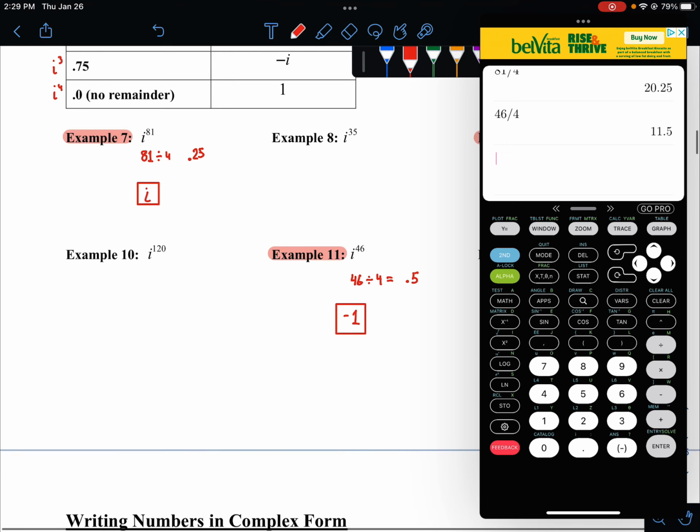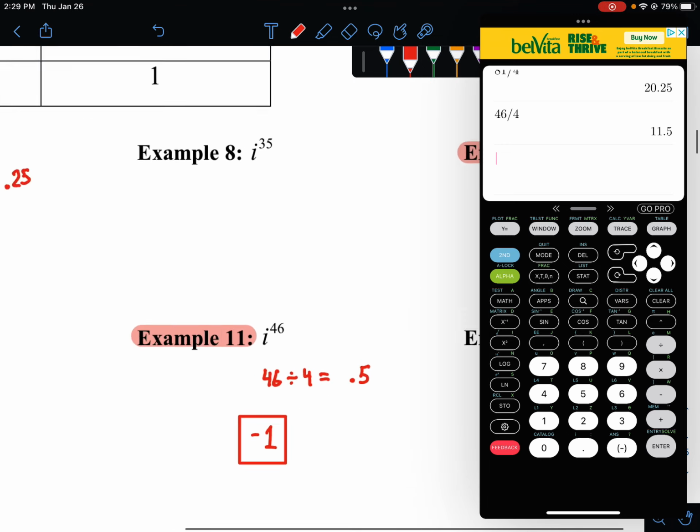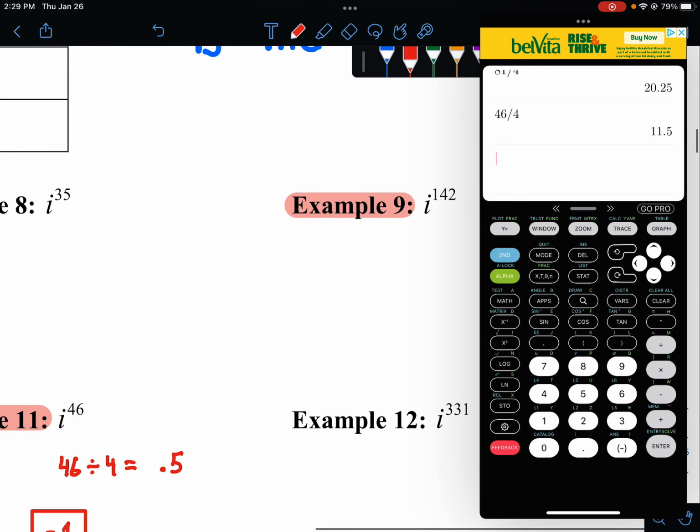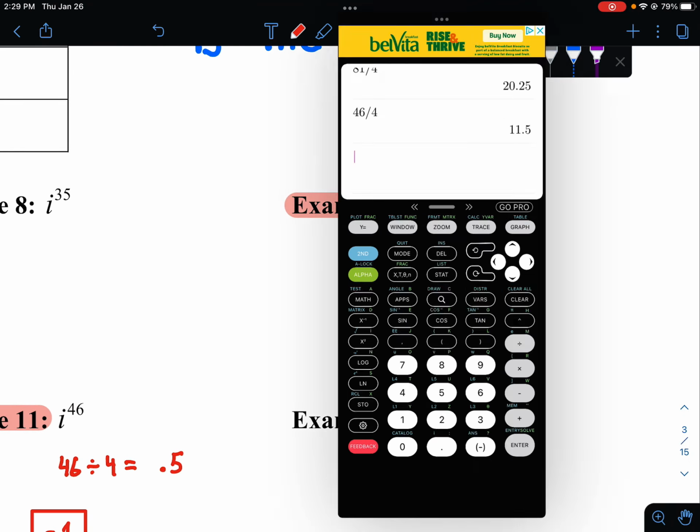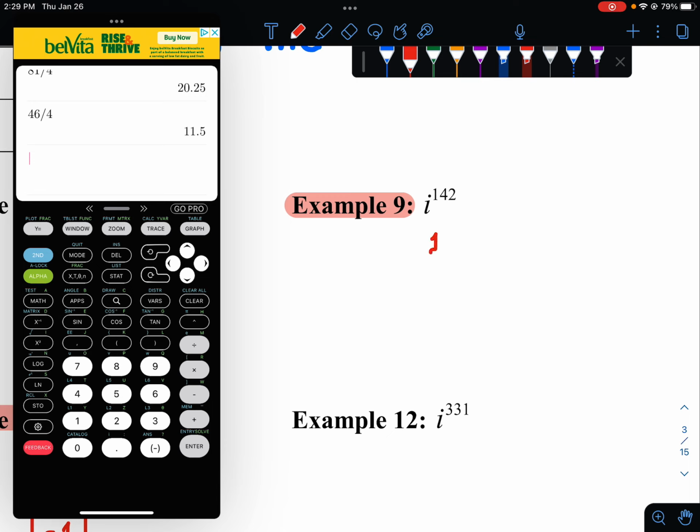0.5 simplifies to negative 1. Okay, we're going to bounce around a little bit here. I'm going to come back to 9. So when I go over here to 9, I'm going to do 142. 142 divided by 4, and I type that into the calculator. Oops, I clear that out. 142 divided by 4 is another 0.5. Again, we don't care about the 35. We just care about the 0.5. That will simplify to negative 1.